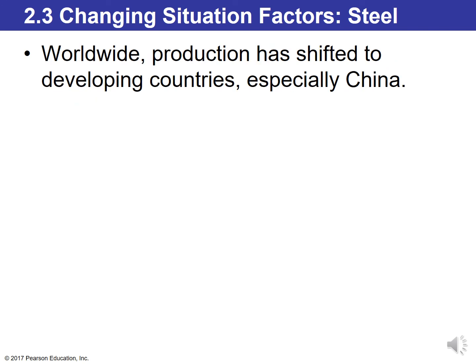All right, so worldwide production has shifted to developing countries, especially China. This is an interesting trend. In 1980, 81% of steel was produced in developed countries and only 19% in developing countries. Now, this has flip-flopped considerably, and 27% is produced in developed countries, while 73% is produced in developing countries. This has grown a whole lot in China simply because they have access to lots of iron and coal.